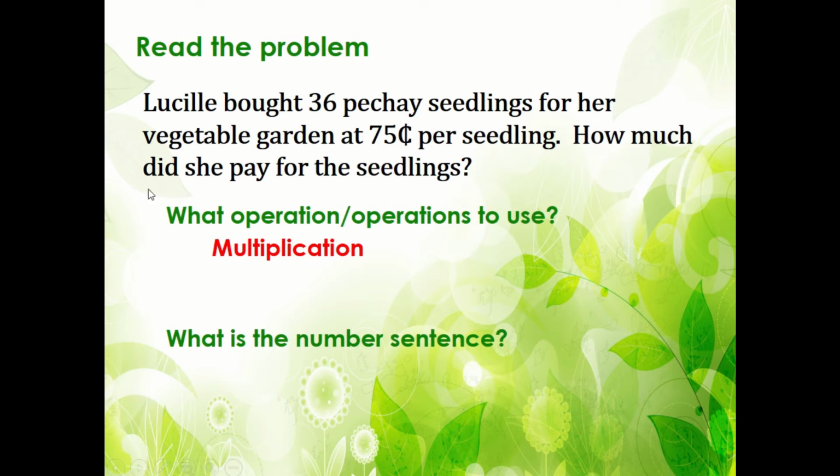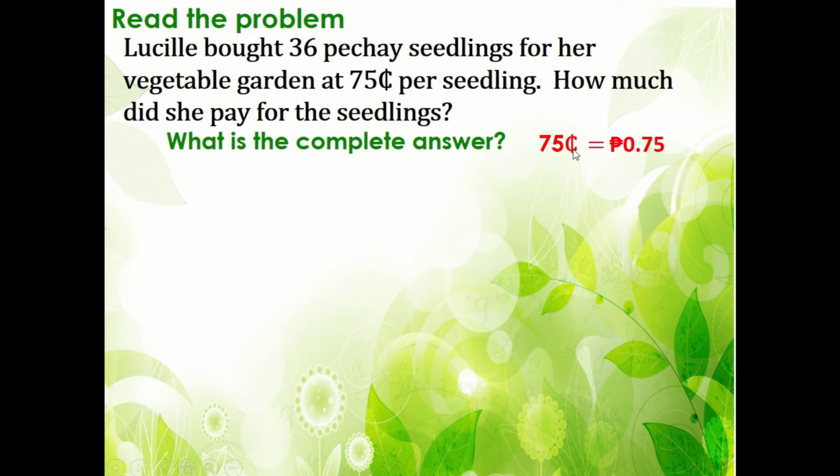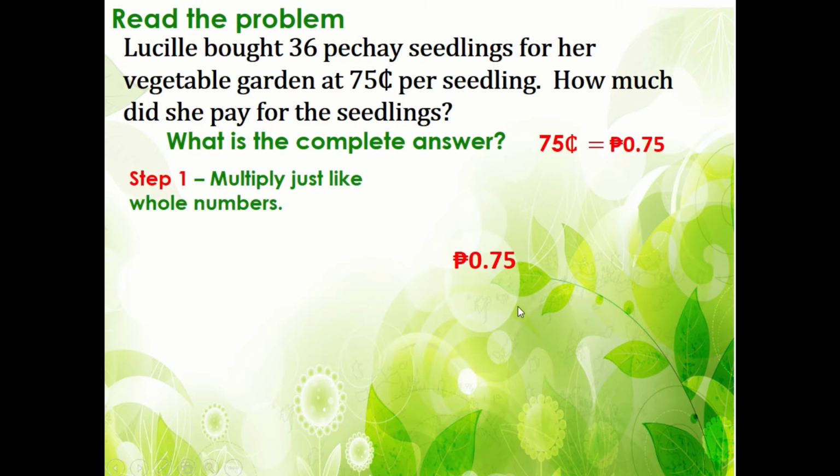What is the number sentence? Since we're going to use multiplication, the number sentence is 36 times 75 centavos equals n. What is the complete answer? Just remember that 75 centavos is equal to 0.75 pesos. Okay? So we have 0.75.